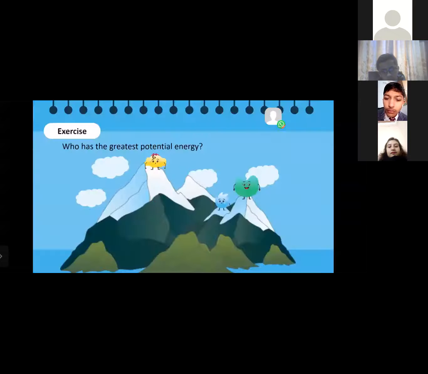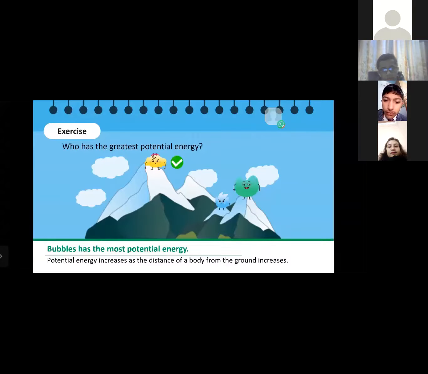So let us do one exercise. Who has the greatest potential energy? Three are there. Yes, the bubble is at the most height, at the highest point. So this means potential energy will be more because height is directly proportional.